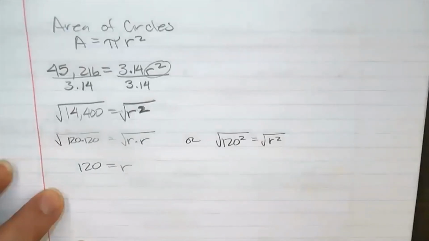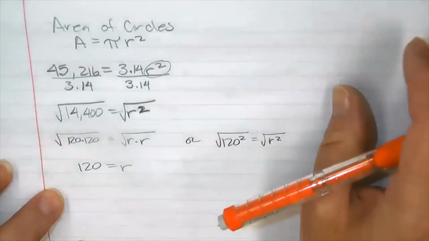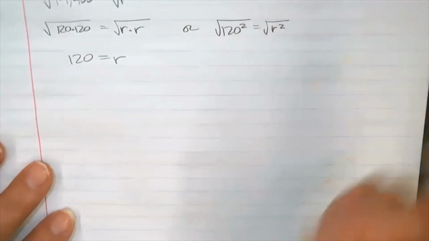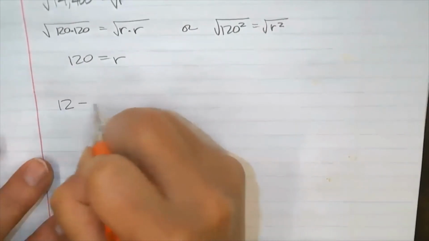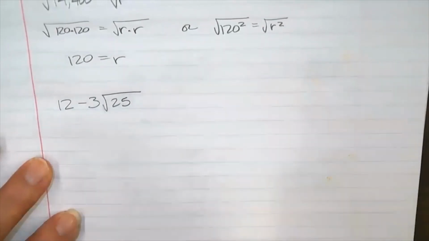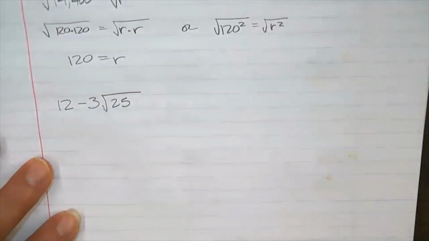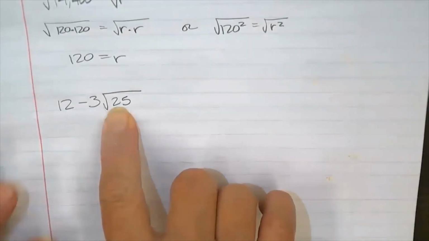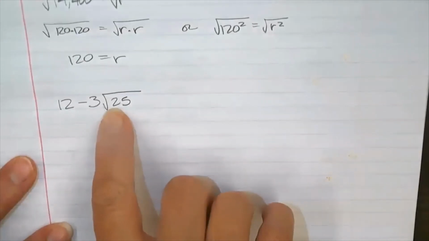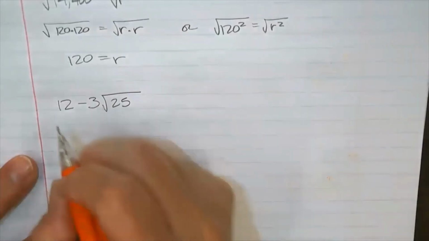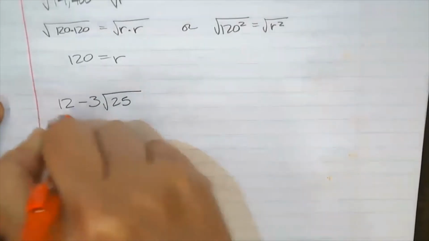Let's do 2 more practice problems. Let's just do 2 more for good measure. Okay, 12 minus 3 times the square root of 25. So just like parentheses, we solve what's in parentheses first. We're going to solve what's inside the radical sign first. And when you have a constant next to the radical sign, it means multiplication.